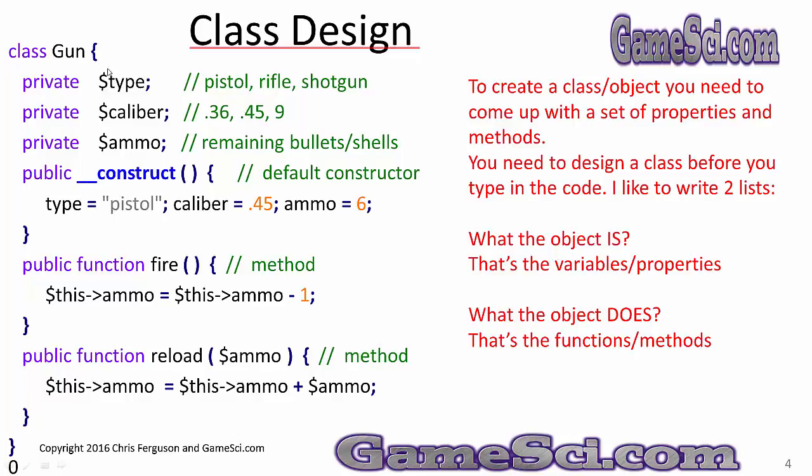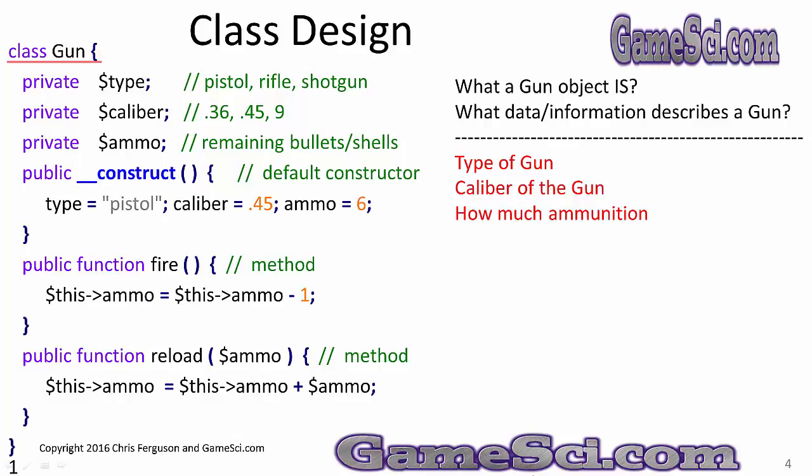Let's build this example of a class gun and see how that works. Again, this is a video game gun. This is not a real gun. This is a video game gun. And what do you want your video game gun to do? What data or information describes a gun? Well, there's a type of gun. Is it a pistol? Is it a rifle? Is it a shotgun? What type of gun is it? That's an essential piece of information that describes what a gun is.